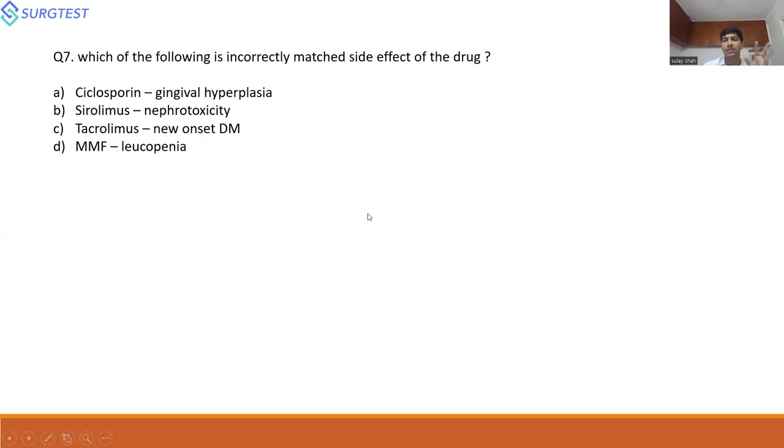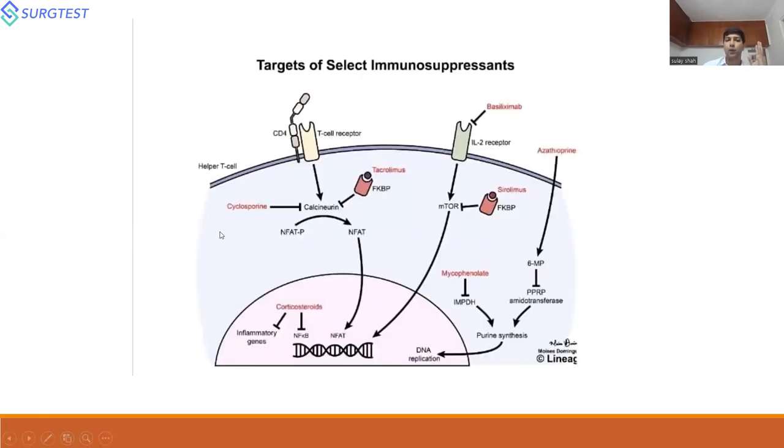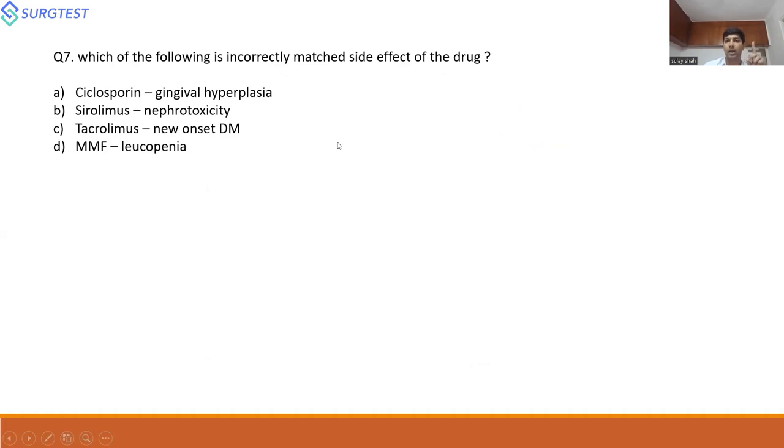So this is a common misconception that can happen. That is why I mentioned, remember in which class are mTOR inhibitors and what are included in those, and what are cyclosporine and tacrolimus, calcineurin inhibitors. Yes, so now everyone is coming to B. So the answer is B. Cyclosporine and tacrolimus are calcineurin inhibitors, sirolimus is an mTOR inhibitor.